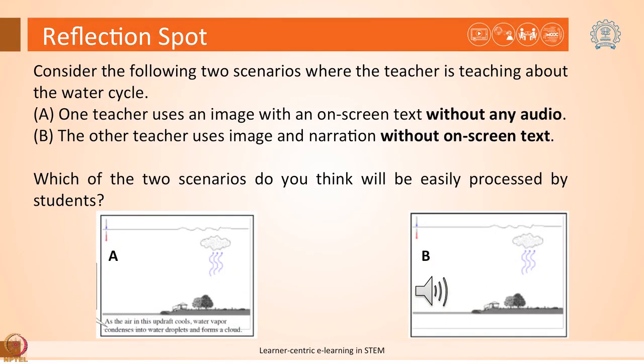Consider the following two scenarios where the teacher is teaching about the water cycle. One teacher uses an image with an on-screen text without any audio. The other teacher uses image and narration without on-screen text. Which of the two scenarios do you think will be easily processed by the students?